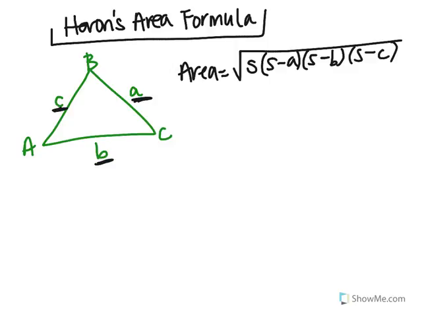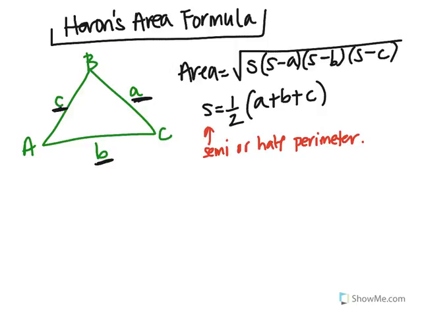So here's what S is. S is actually called the semi-perimeter or the half perimeter. So what you're going to go ahead and do is take half, and if you remember perimeter, you add up all the sides, A plus B plus C. So you take the perimeter, take half of it, and that's what gets plugged into the formula.